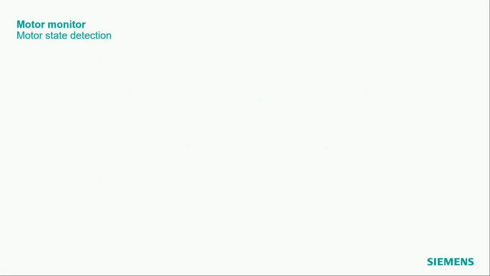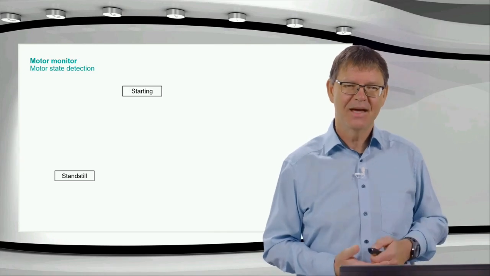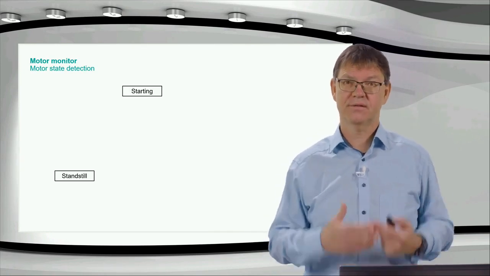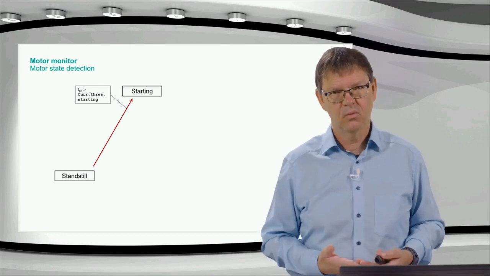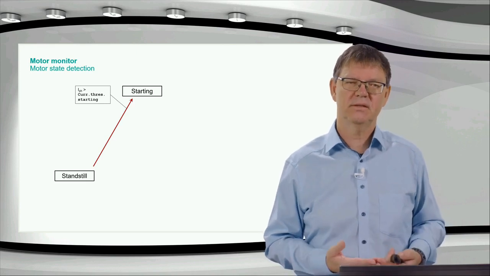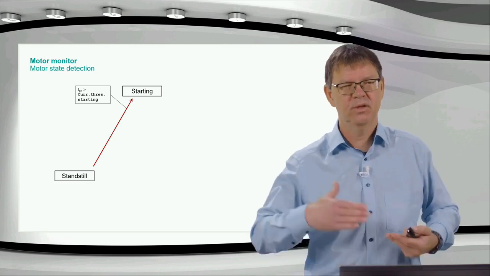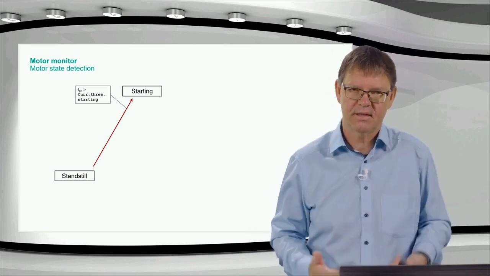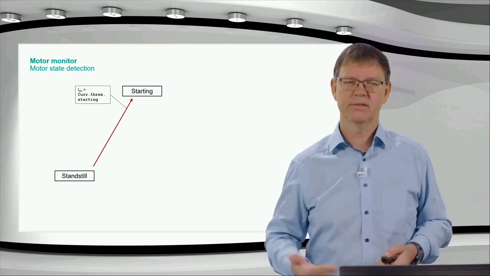Now let's have a look at the motor state detection. I have the state standstill. This is when the motor is at standstill. And I have the status starting. And I come from standstill to starting when the relay sees a current flowing which is higher than a certain threshold. So there must be a current bigger than a threshold, and this threshold is a setting. And if we exceed that setting, we assume the motor is starting.